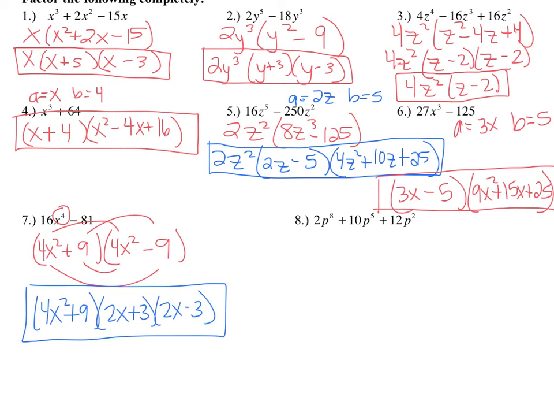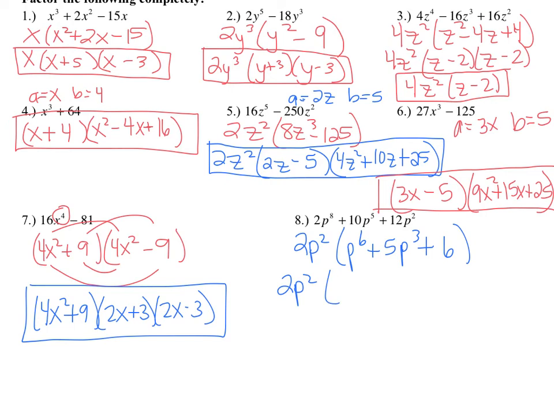Okay, number 8, we're back to a trinomial. Definitely a GCF here. Everything's divisible by 2 and a p squared. So we'll factor that out first. We're left with p to the 6 plus 5p cubed plus 6. So don't be alarmed by these higher exponents. That's our goal now, is to move beyond the quadratics to higher degree polynomials. We still use the same basic factoring strategies.